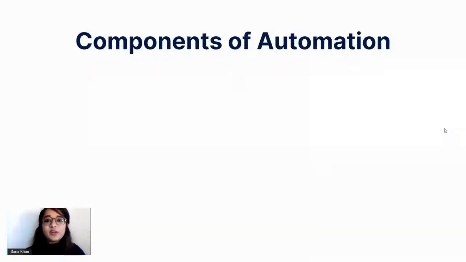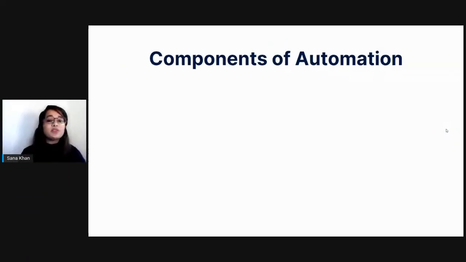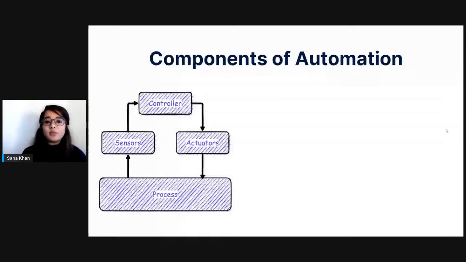So we've been talking about automation. Let's open up this automation and see what it is composed of, and learn all of these components together, but put in a very simplified way so that you don't get bogged down. If I have to divide the components of automation, I will simply put it in the 4 components that you can see over here. There is a sensor, a controller, an actuator, and you need to define the process that you are automating.